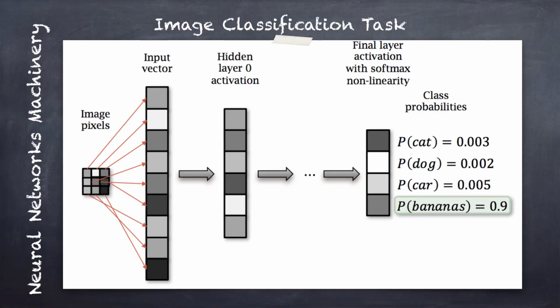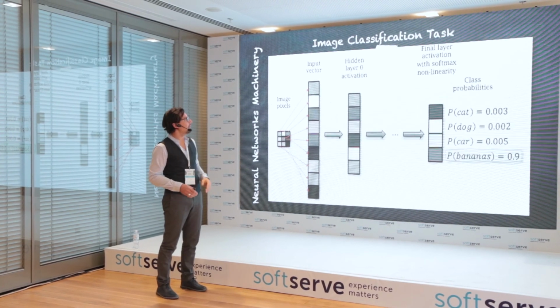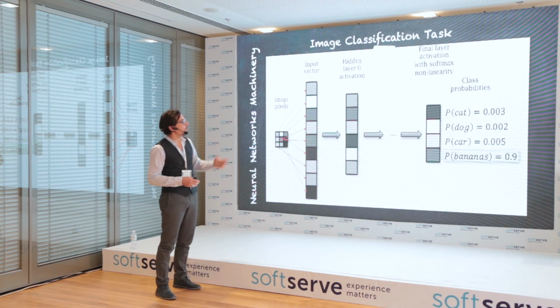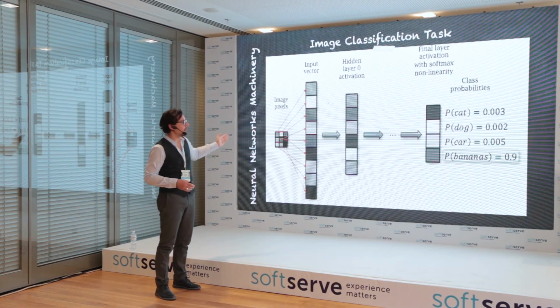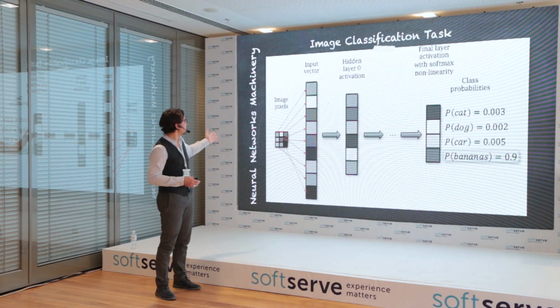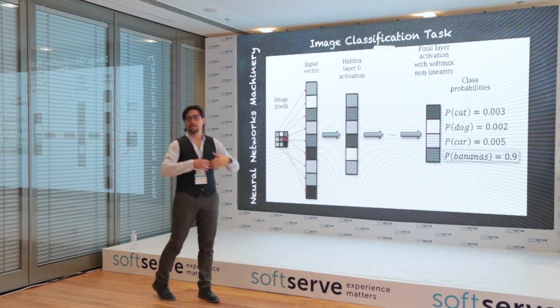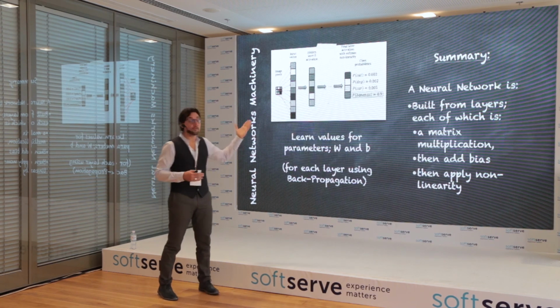This is an overview at a glance of what a neural network is. For instance, in this image classification task, the input layer is composed of the pixels of the image. You stack multiple layers, and in the final activation layer you have the softmax classifier, which tells you the probability of the input image belonging to each of the different classes. For instance, in this case, you pass the image, and the network says the probability of it being a banana is 0.9.